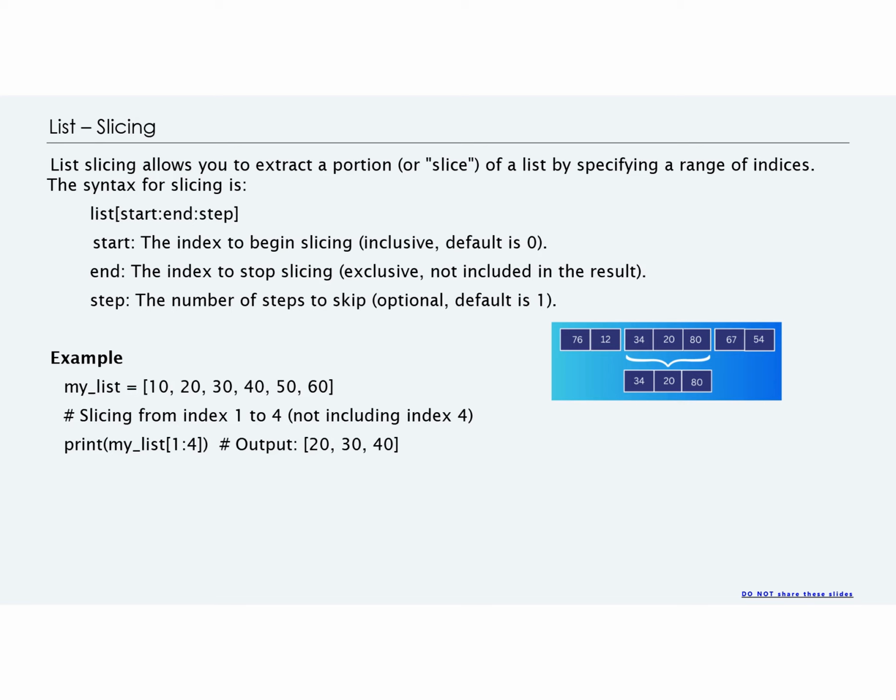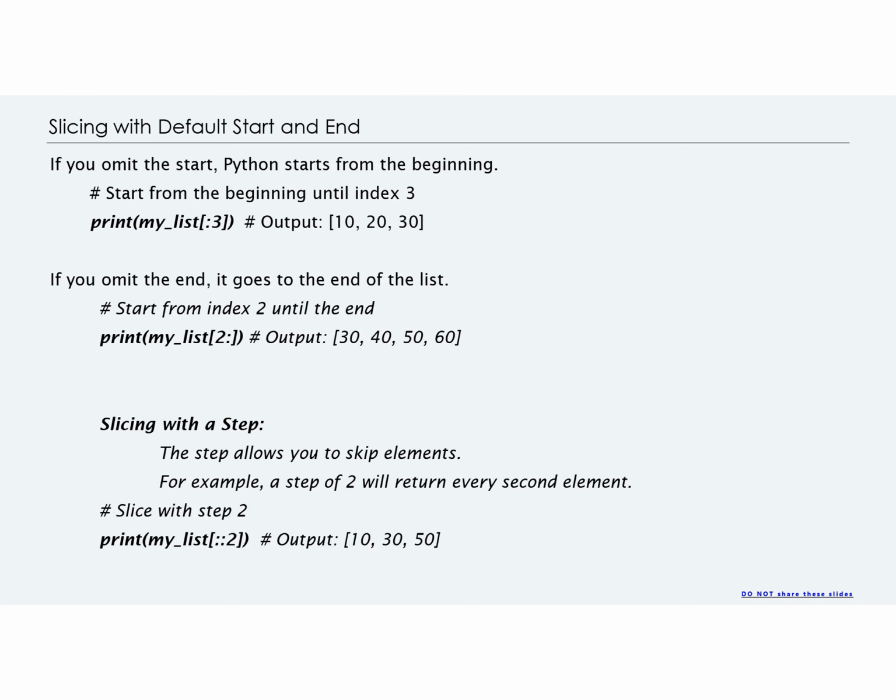Let's see an example. Given mylist = [10, 20, 30, 40, 50, 60], if you slice from index 1 to 4, you get the elements with indices 1, 2, and 3. That is 20, 30, and 40. When you slice a list, if you leave out the start index, Python begins from the list start. For example, mylist[:3] grabs elements from the start up to, but not including, index 3, resulting in 10, 20, 30. If you omit the end index, slicing continues to the list's end. So mylist[2:] returns 30, 40, 50, 60, starting from index 2.